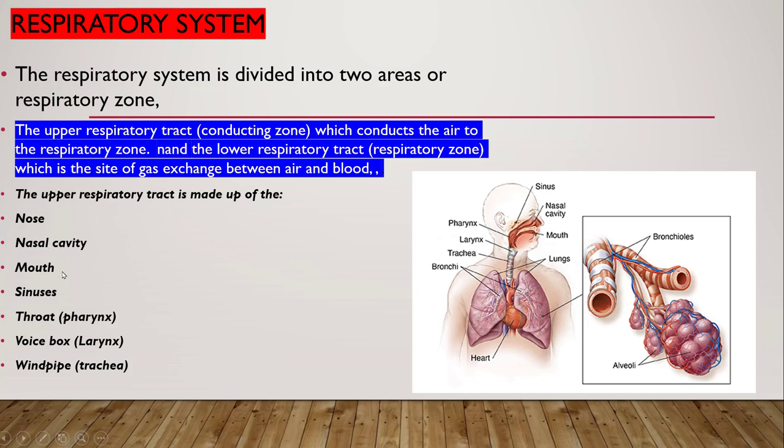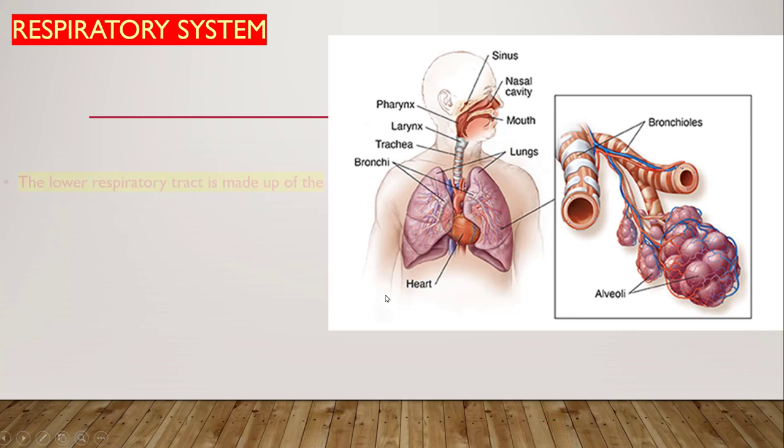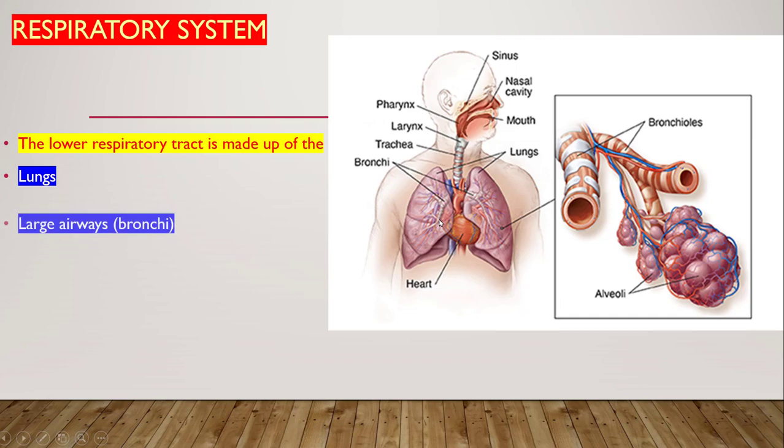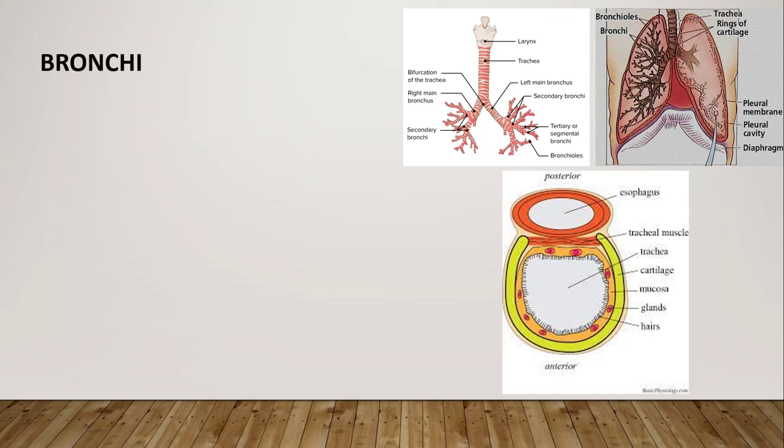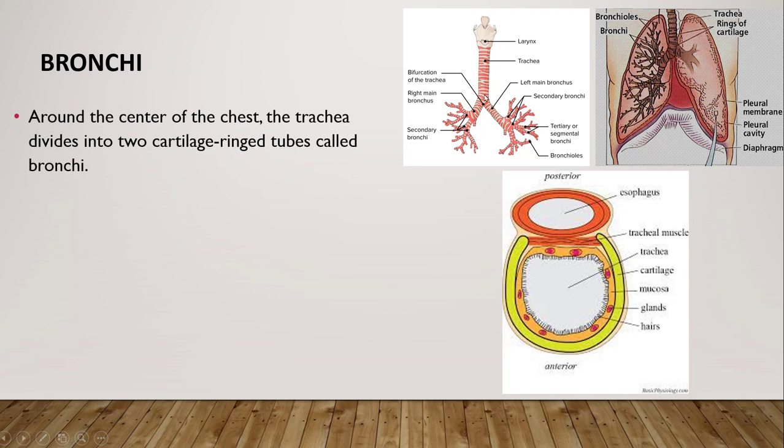The upper respiratory tract is made of the nose, nasal cavity, mouth, sinuses, throat, which is also called pharynx, voice box, which is called larynx, and windpipe, also named as trachea. The lower respiratory tract is made of the lungs, large airway bronchi, small airway bronchioles, and air sac alveoli. Let's discuss them one by one.